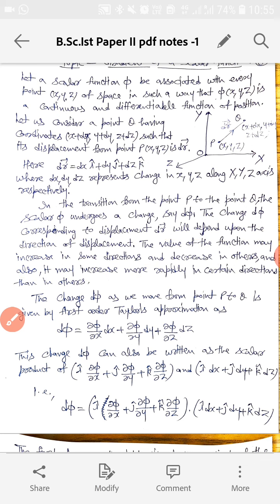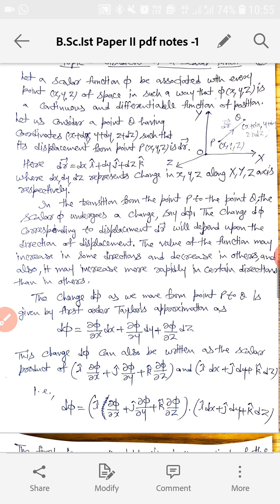So the change d phi as we move from point P to Q is given by the first order Taylor approximation, which is this. The change in phi is given by curly phi over curly x dx plus curly phi over curly y dy plus curly phi over curly z dz.